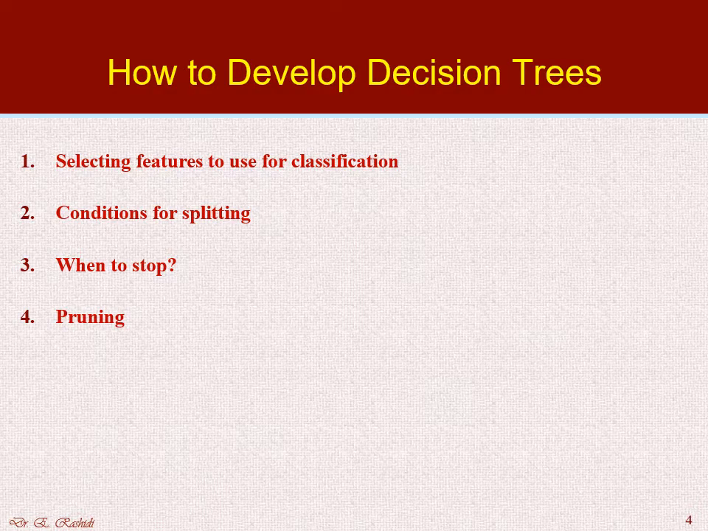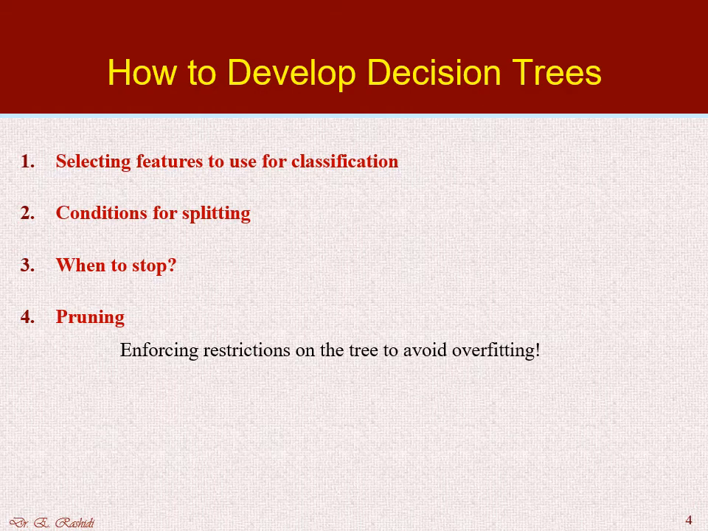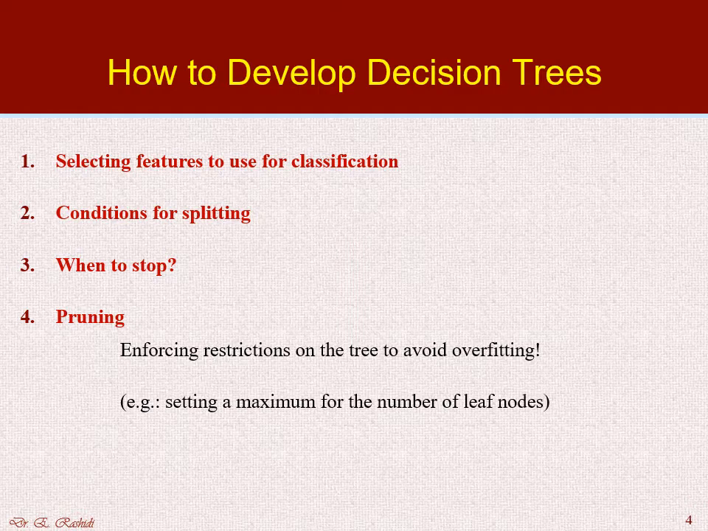And last is a concept called pruning. Pruning is enforcing restriction on the tree to avoid overfitting. For example, you can set a maximum for the number of leaf nodes. So basically, pruning is a method that is used to simplify a complex tree that suffers from overfitting. It usually involves any measures that would restrict the size of your tree, for example, the depth of the tree, how many branches you would have.